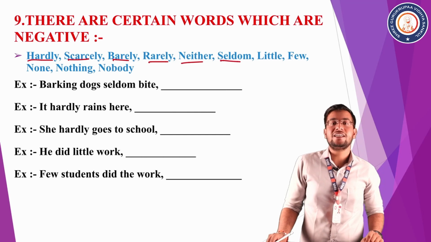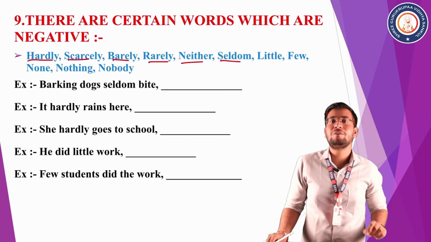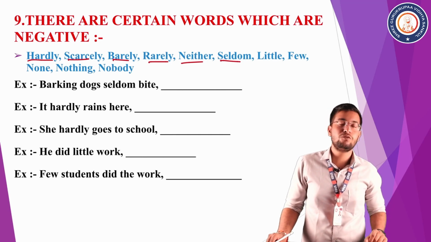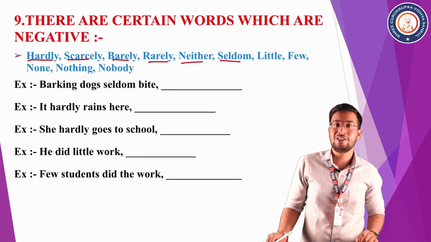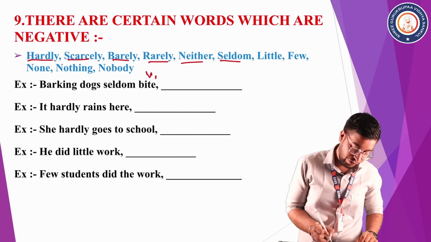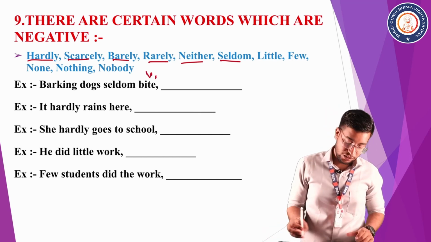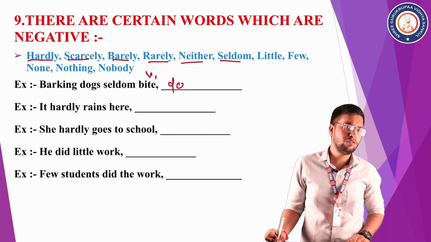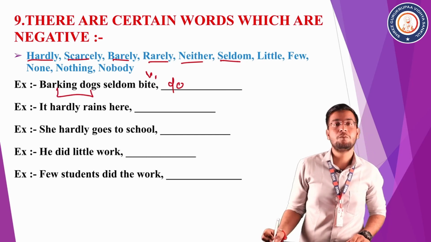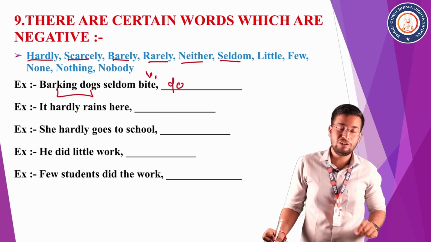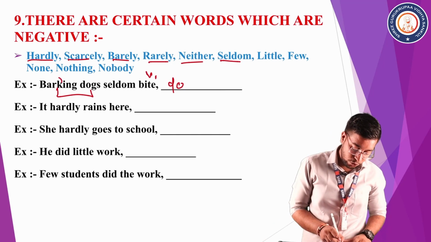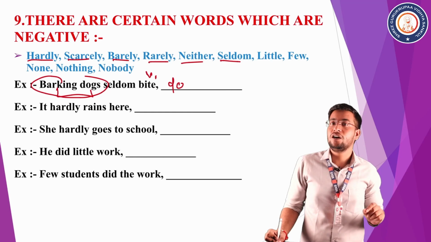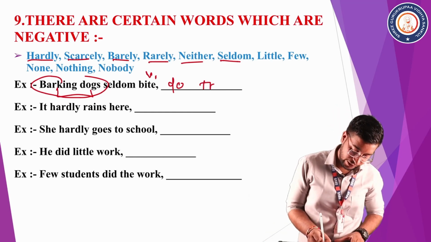Barking dogs seldom bite. In this example, you see there is no helping verb, so it will be either present indefinite or past indefinite, and this is an example of present indefinite. Why? Because bite, V1, is used here. So we will write our helping verb first. Our helping verb will be "do". Why "do"? Because barking dogs is plural, so it will be "do". And we can't use barking dogs, we will use "do they". Yes, they will be here.